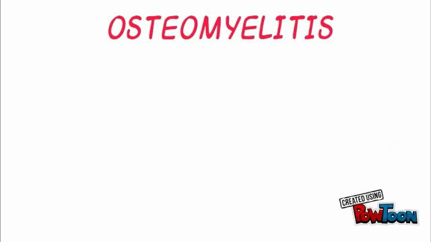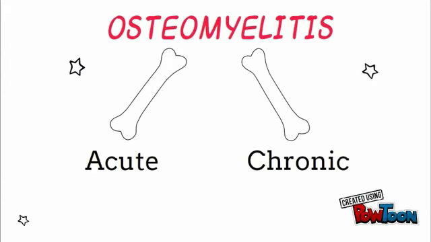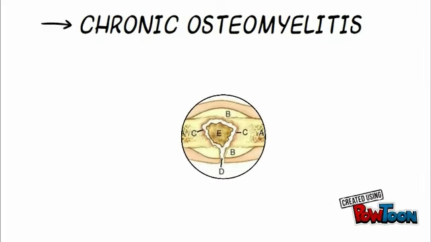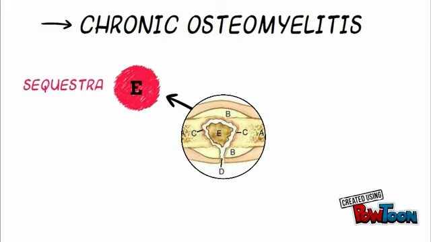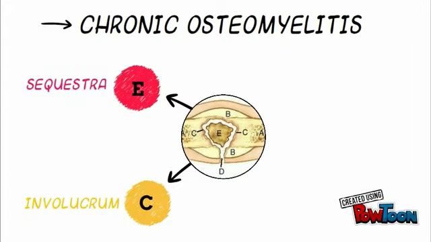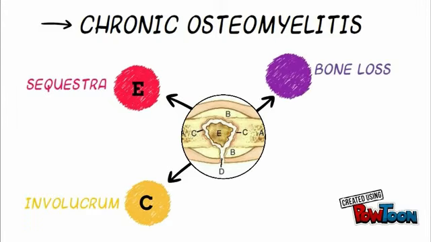Osteomyelitis can be categorized as being either acute or chronic. Chronic osteomyelitis is characterized by the presence of sequestra. A sequestrum is a piece of separated dead bone that results from the disruption in periosteal blood supply and subsequent bone necrosis. The layer of new bone that forms in the areas of periosteal damage is known as an involucrum. Other hallmarks of chronic osteomyelitis include local bone loss, and an extension of infection through cortical bone known as sinus tracts.